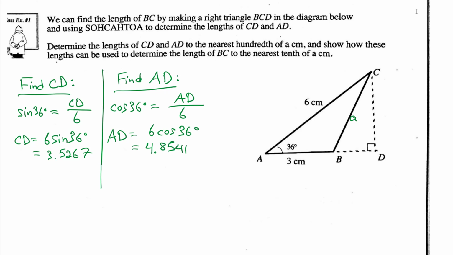All right, so if that's AD, then that means that BD is going to be the number I just found, so that's the 4.8541. And I'm going to take off 3 from that to get the leftover bit. So that's going to land us at about 1.8541.